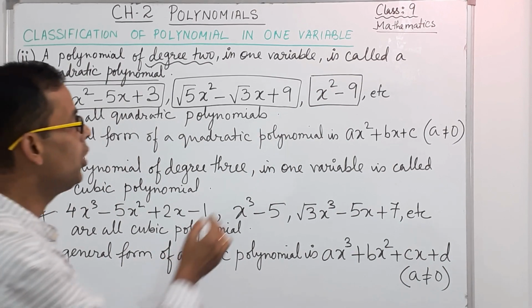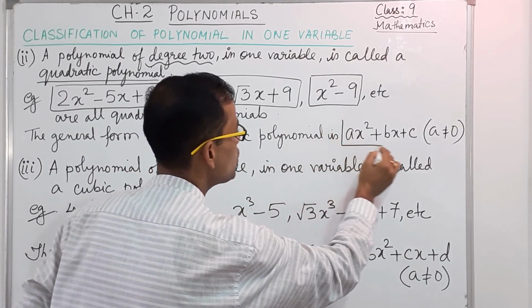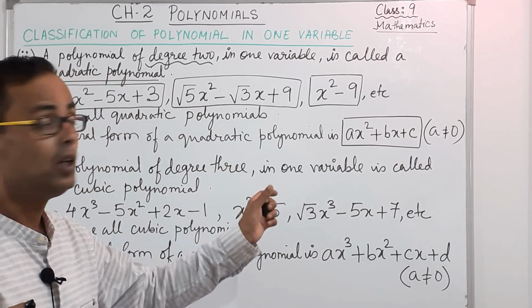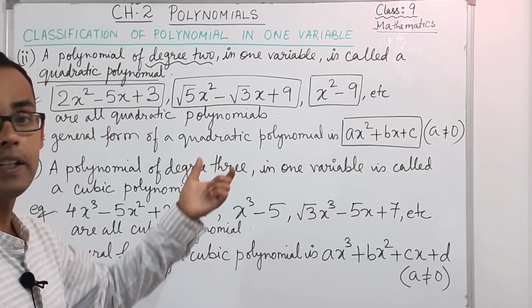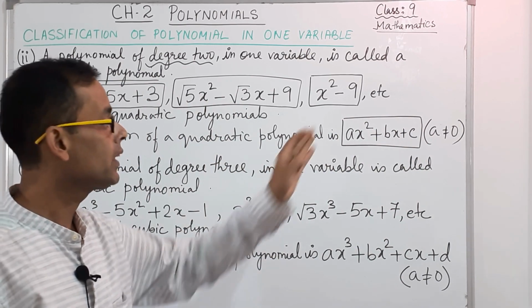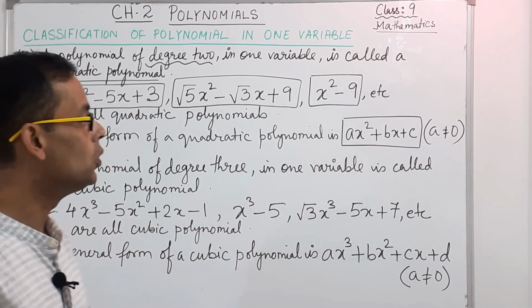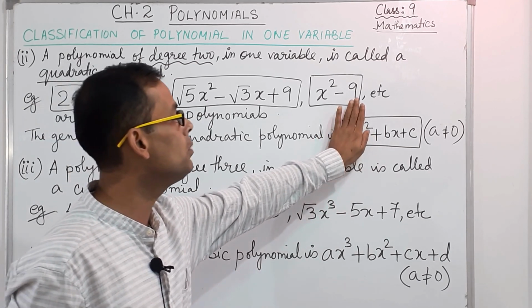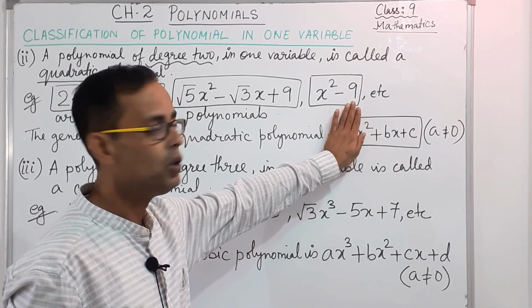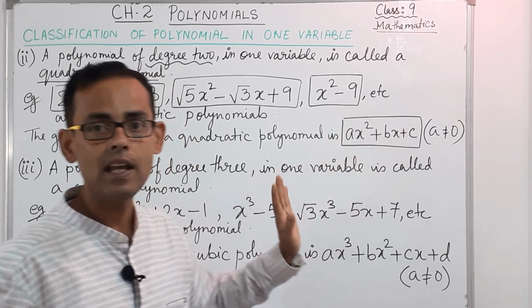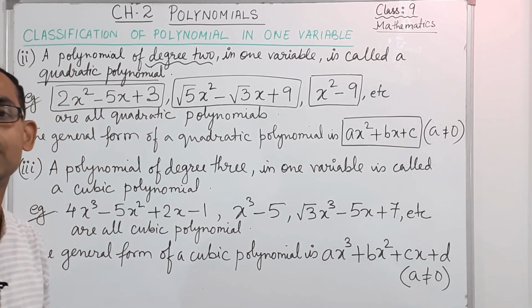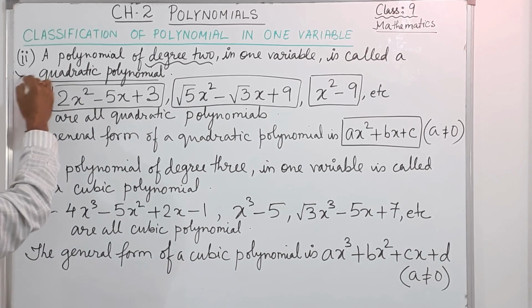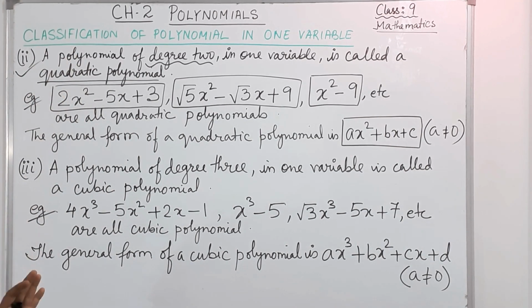The general form is ax square plus bx plus c. This is the general form of a quadratic polynomial, provided that a is not equal to 0. If a becomes 0, then 0 into x square totally will become 0. Then what is left? bx plus c, and bx plus c will become again a linear polynomial. Clear? Now the quadratic polynomial, I think you have understood.